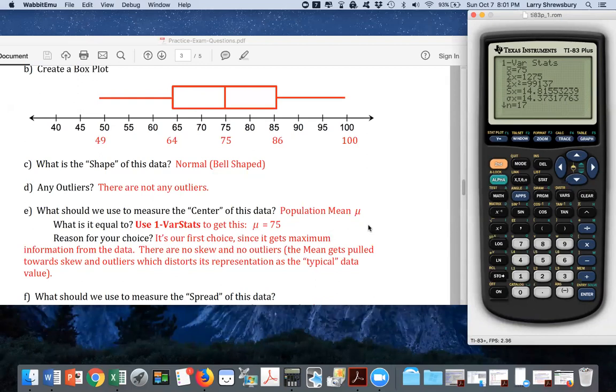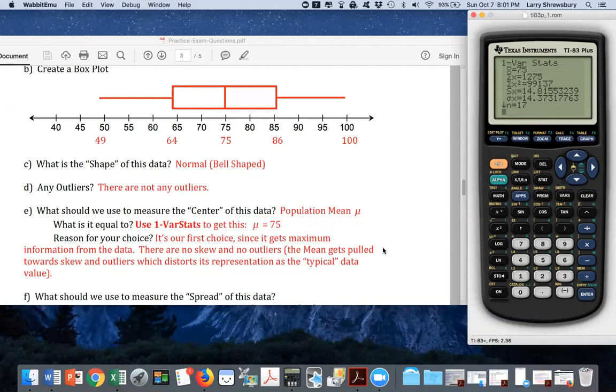It's our first choice. Hey, why is it our first choice? Because it gets maximum information from the data, much more than the median does. And there's no skew and no outliers. And you might mention, well, what's so bad about that? Well, the mean gets pulled towards the skew and outliers, which distorts its representation of the typical data value. Remember, that's the job of the center, to represent the typical data value.